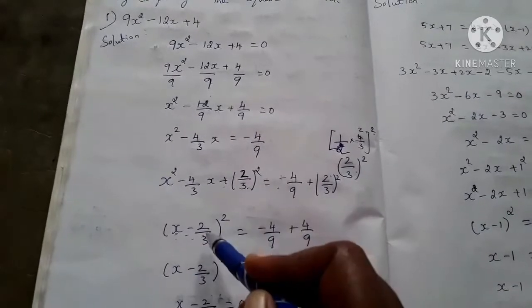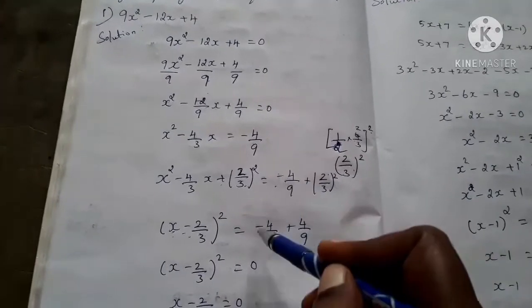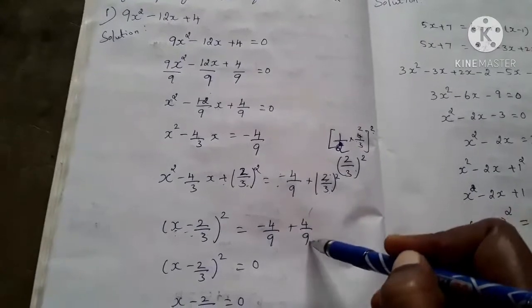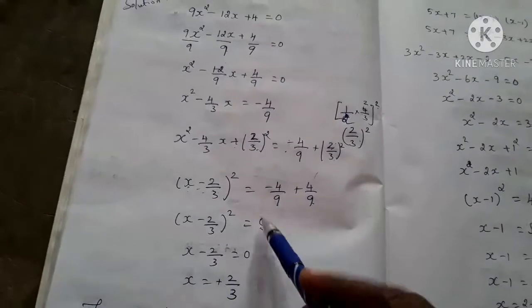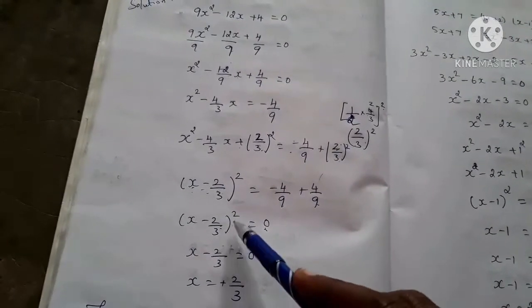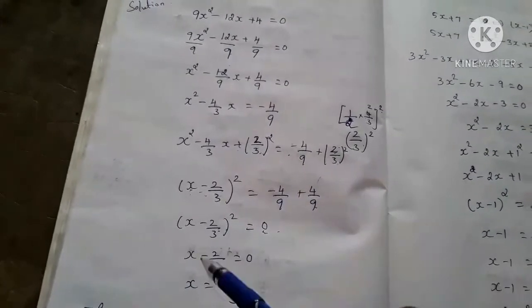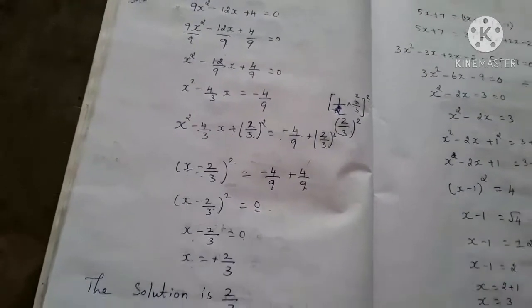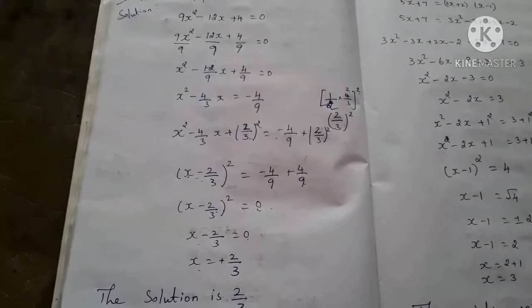A is x, b is 2 by 3. So x minus 2 by 3 whole square is equal to minus 4 by 9 plus 2 by 3 squared, which is 4 by 9. So minus 4 by 9 plus 4 by 9 becomes 0. So x minus 2 by 3 whole square is equal to 0. Taking the square root, x minus 2 by 3 is equal to 0. X is equal to 2 by 3. So our solution is 2 by 3.